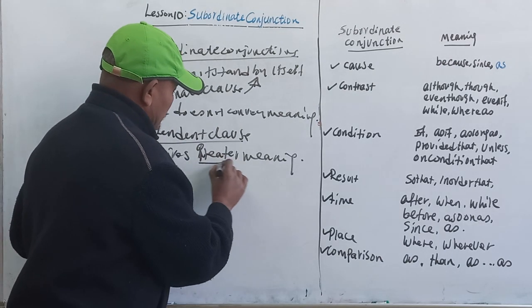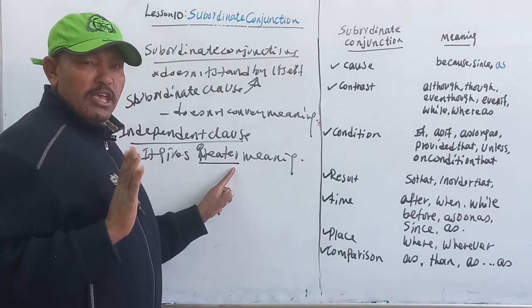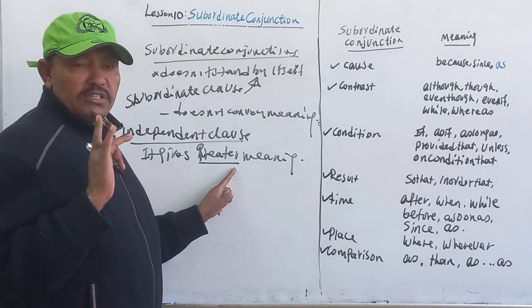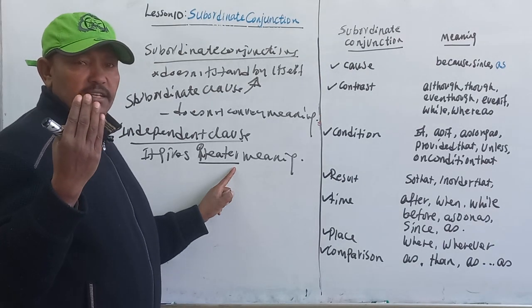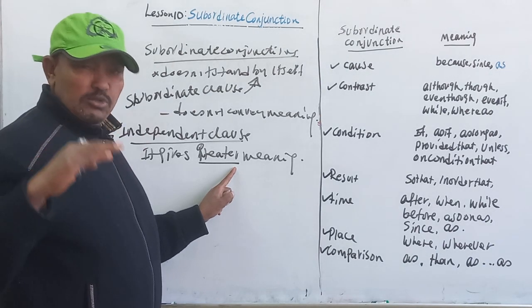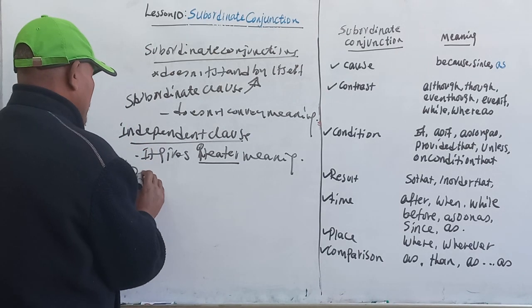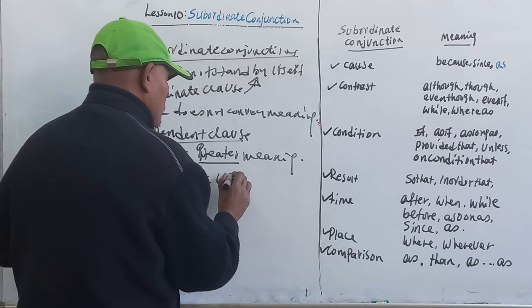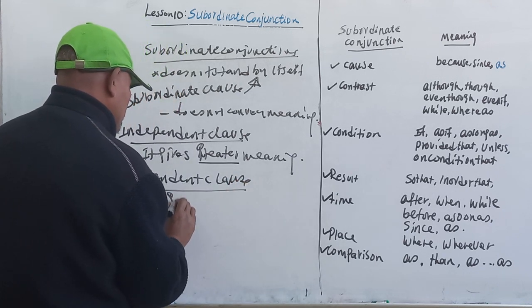It gives greater meaning, right? Greater meaning. The main focus or the main point of the two clauses is the independent clause. It gives greater meaning, whereas when we come to the dependent clause, it gives lesser meaning.